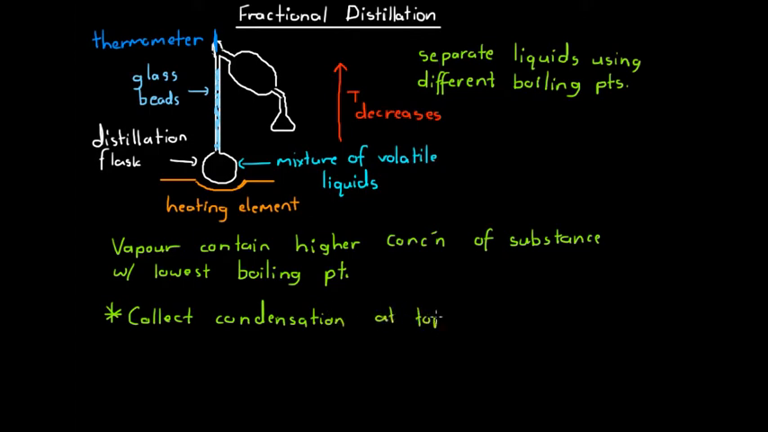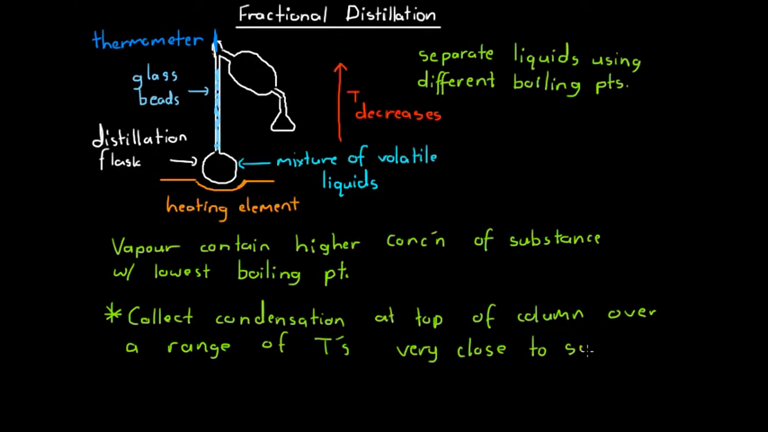over a range of temperatures that are very close to the substance of interest. So maybe we want a substance which has a boiling point of 52 degrees. Then we will collect the stuff that condenses maybe at a temperature between 50 and 54 degrees.